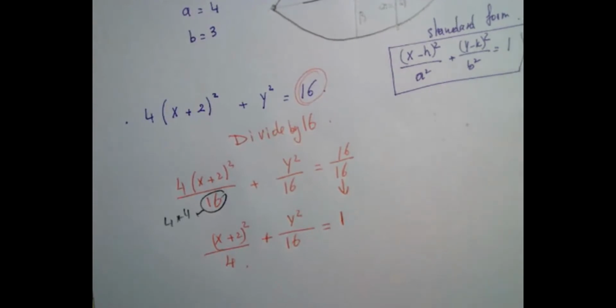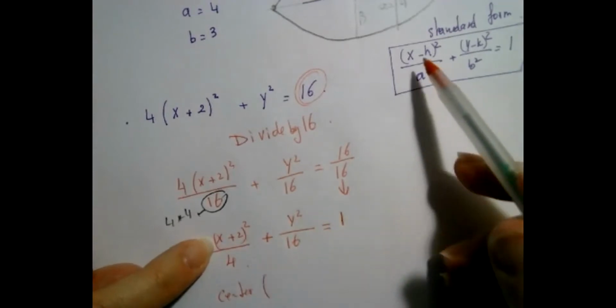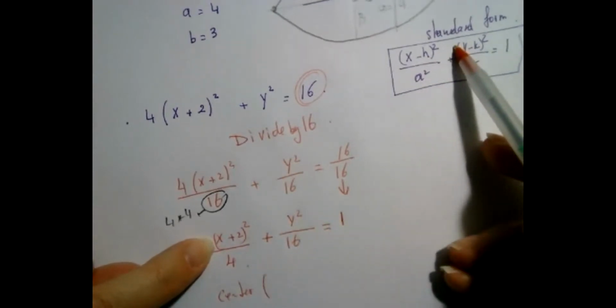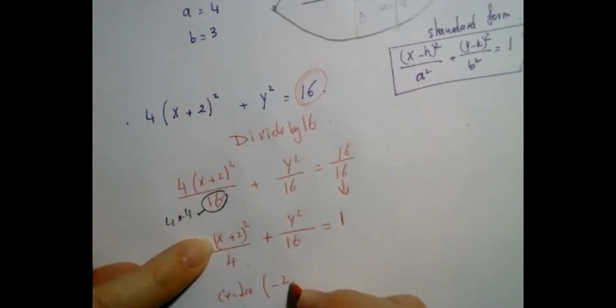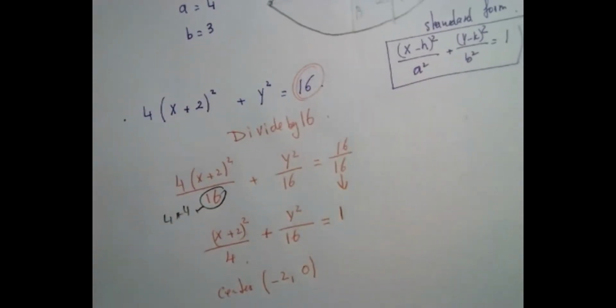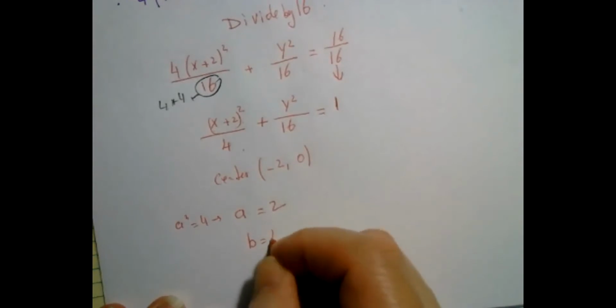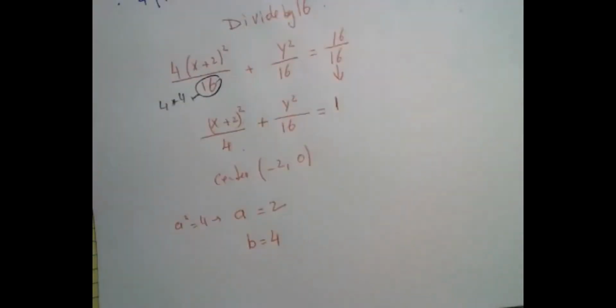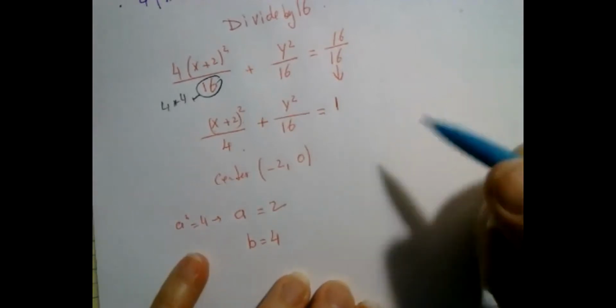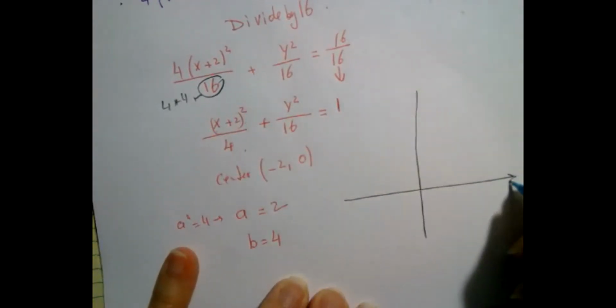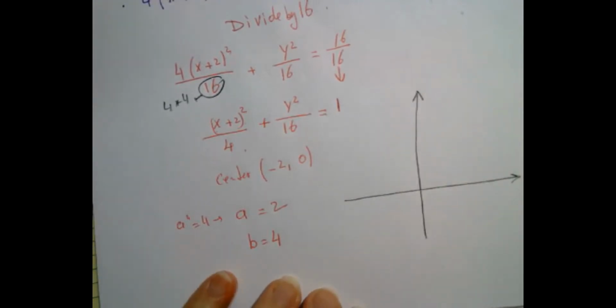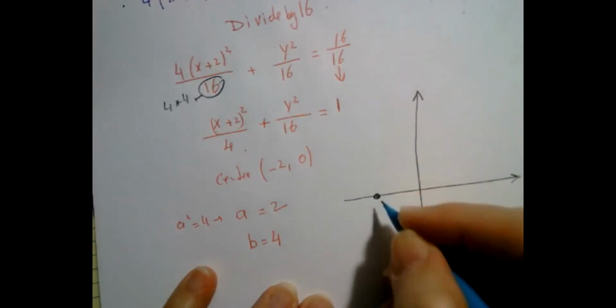Now I identify everything. My center now is, because I have x plus 2 squared, I'm identifying it with x minus h squared. So the h is a minus 2, and 0. The same like before. The a here, this is the a square equal to 4. So my a is 2. And my b is 4. So this makes it elongated vertically. And now my graph is the following. Okay. My center, -2, 0. That's the center.